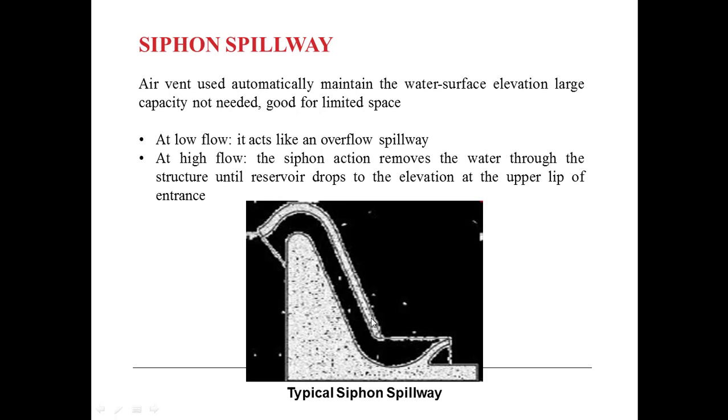This is the typical cyclone spillway. This is the upstream side and this is the downstream side. Water enters at the inlet on the upstream face of the cyclone, moves through the cyclone, and goes to the downstream side.